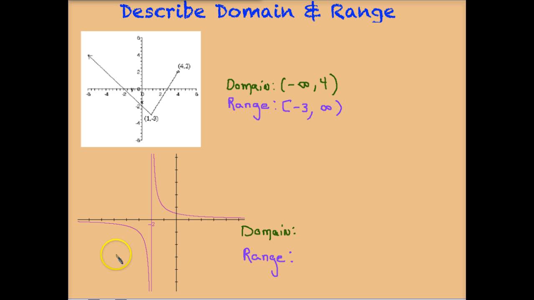Okay, let's think about our domain. So let's look at the left side. This function here is going left forever. So I'm going to write -infinity because I know it will be out here at -infinity. But look what happens. As I move to the right, my function curves and it gets very close to this vertical asymptote where x equals -2.